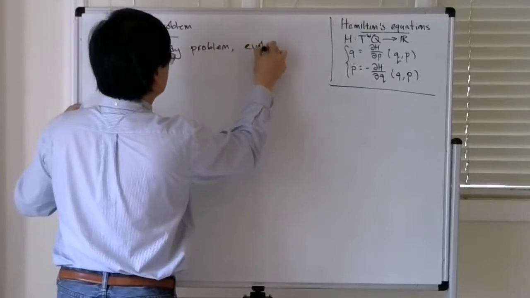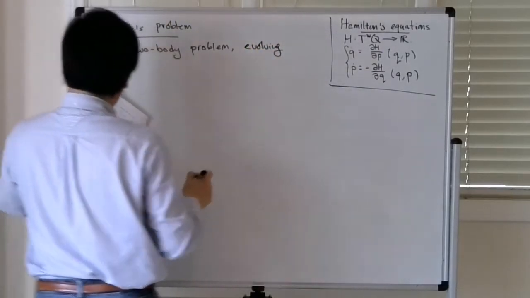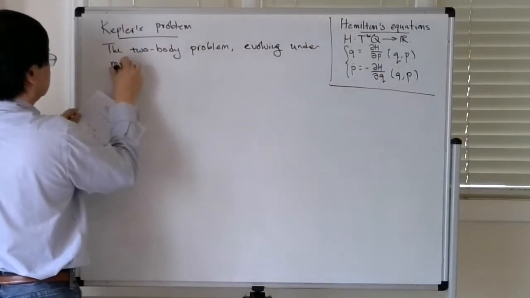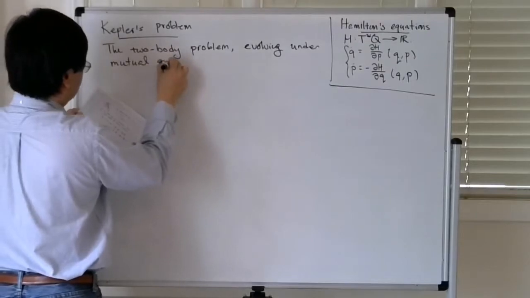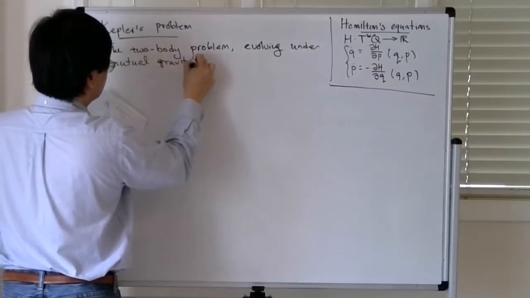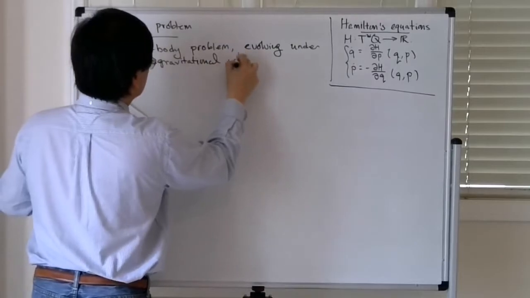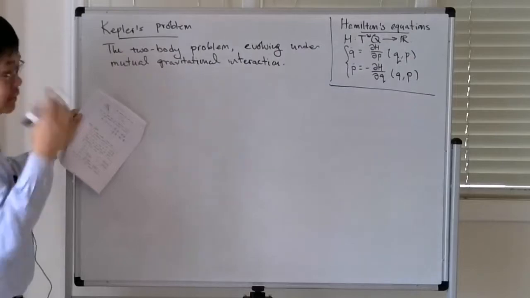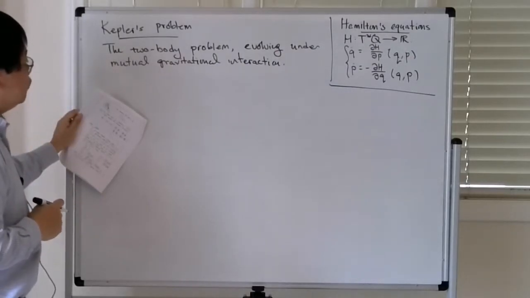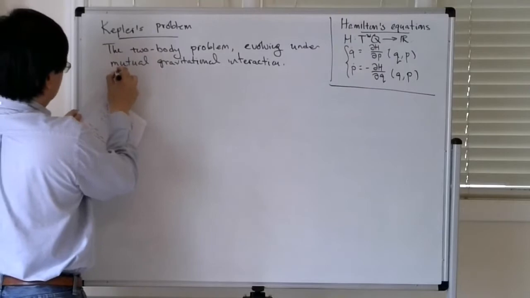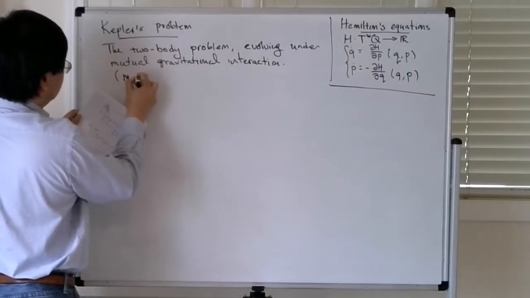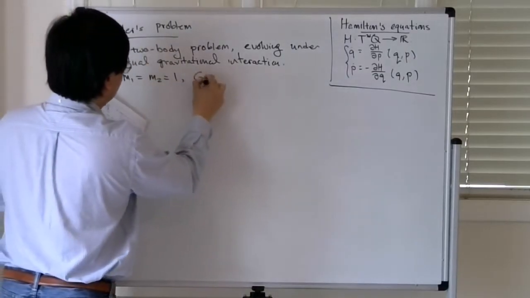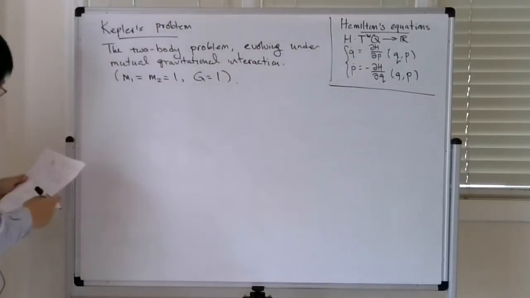Evolving under mutual gravitational interaction. Okay, and for simplicity, I'm going to again rescale some of the variables so that's scaled out. So mass of the first particle is equal to the mass of the second particle is equal to 1, and the gravity is equal to 1.